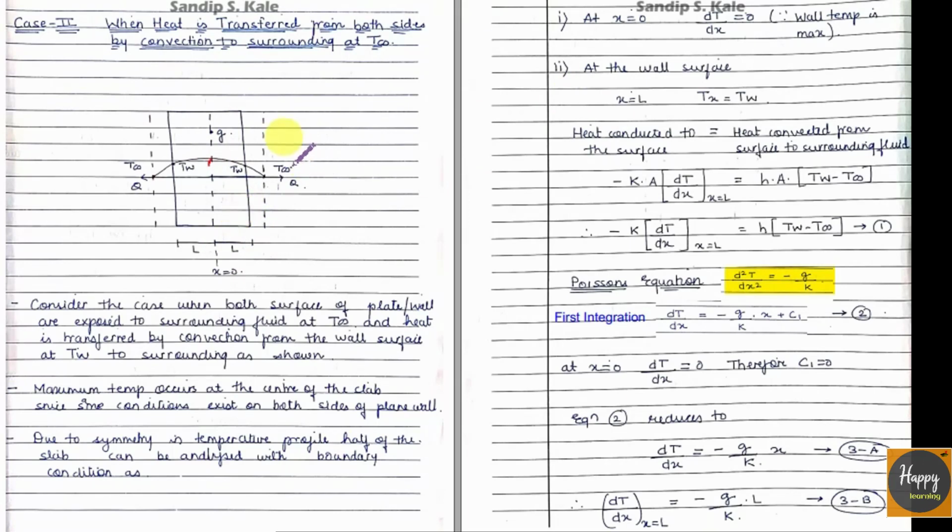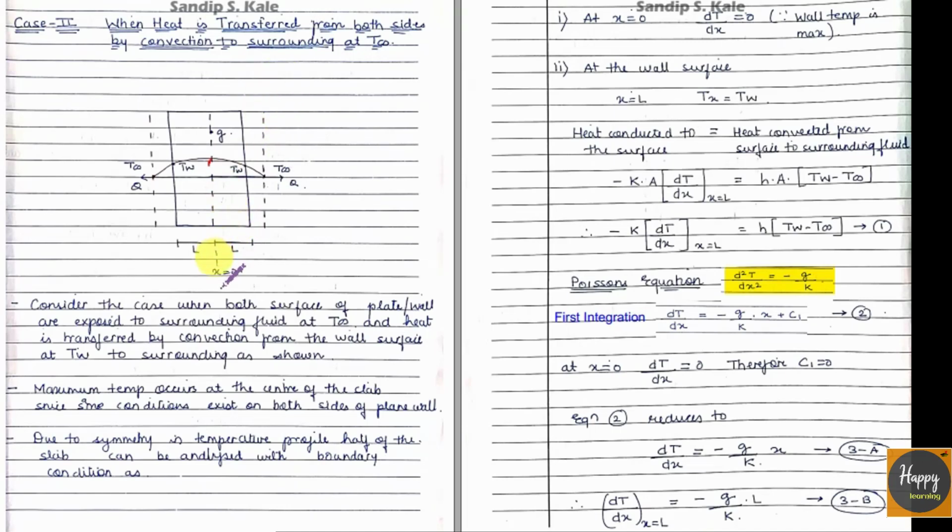So here what is happening, we will apply the boundary conditions. The steps are the same. We will write down the Poisson's equation. Then we will integrate the Poisson's equation twice, so we will get C1 and C2. We will get the values of C1 and C2 by applying the boundary conditions, and then we will substitute the values of C1 and C2 to get the temperature distribution equation.